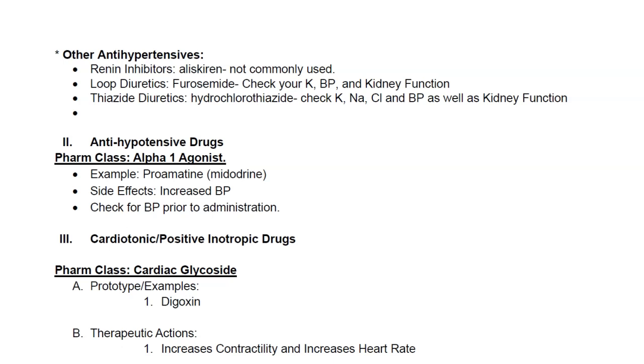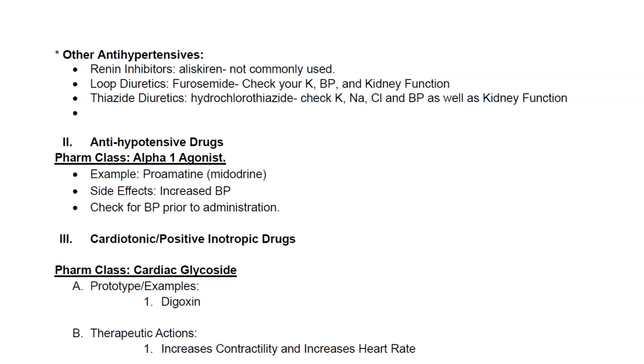Now let's talk about other antihypertensive drugs. So we have renin inhibitors. An example of that is aliskiren, and this is not really commonly used, and that's why I'm not gonna really talk about it much, but just so you know, in case you see it, it is used for hypertension as well.